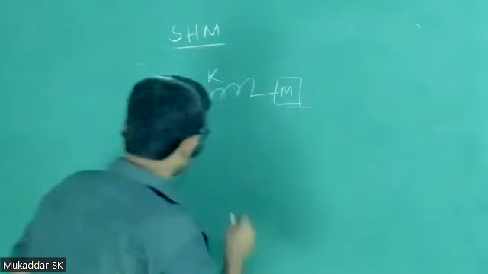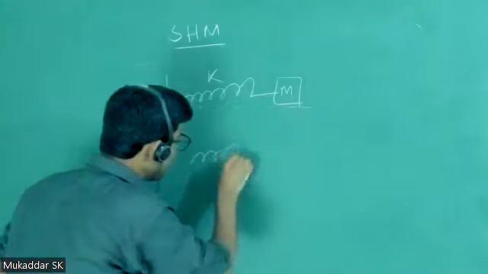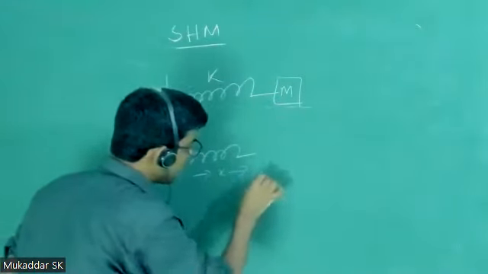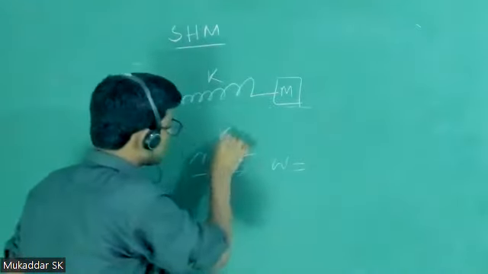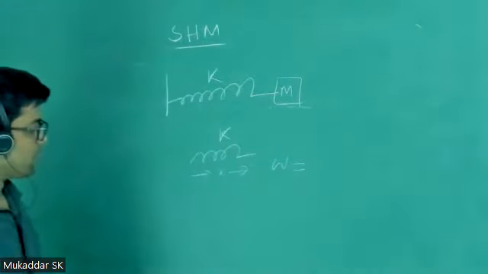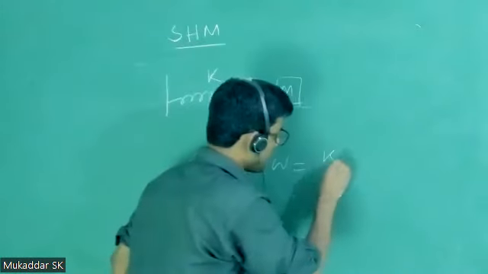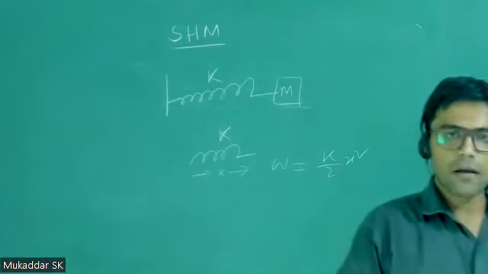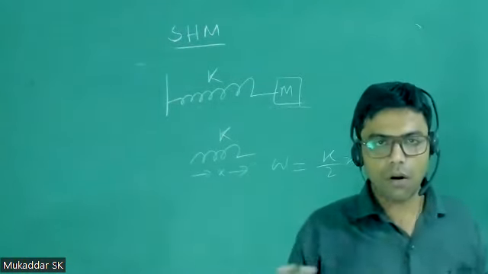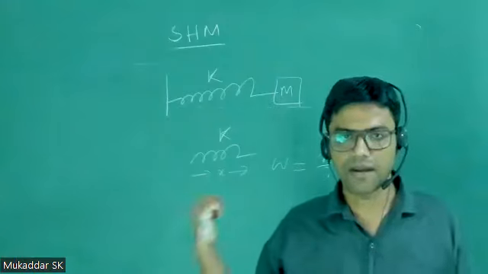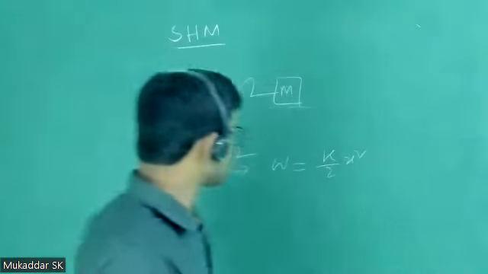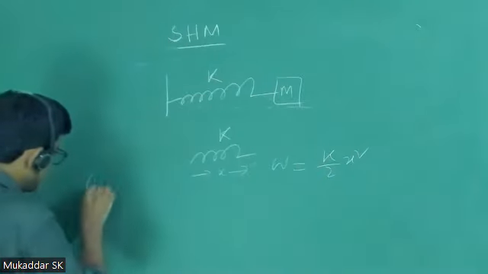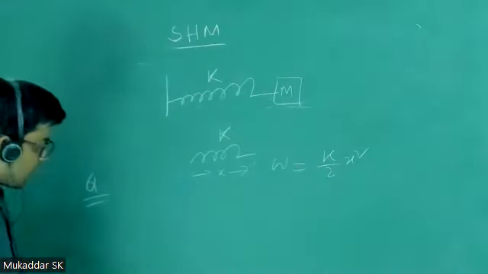You know that suppose there is a spring and you have to stretch it by an amount x. How much work has to be done to stretch it by x? If its spring constant is k, then the work done will be half k x square. That is known, right? So if you stretch a spring by an amount x, the work to be done will be half k x square, and that will be the potential energy stored in the spring.